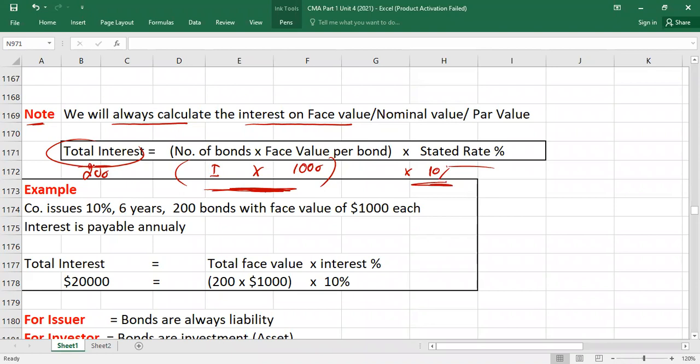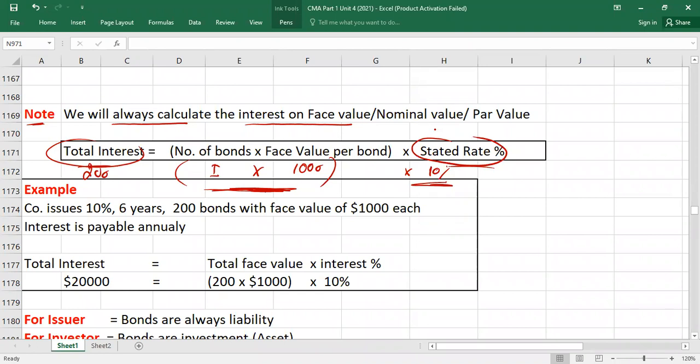Understood? Now guys, please also note, we will always use the stated rate or coupon rate to calculate the interest on face value. Why am I saying again stated rate or coupon rate? Because you might be provided with another rate which is called the market rate.